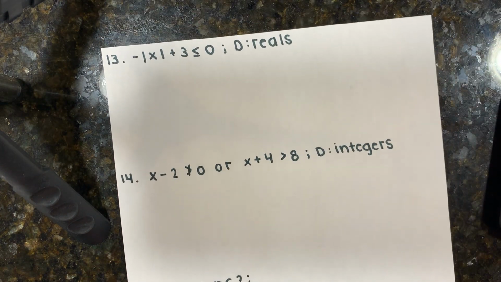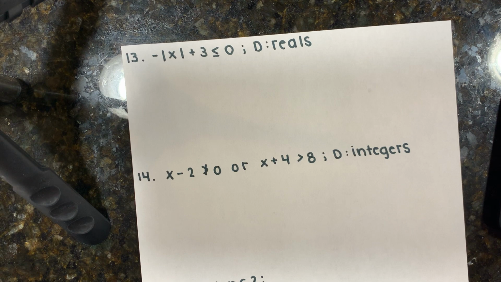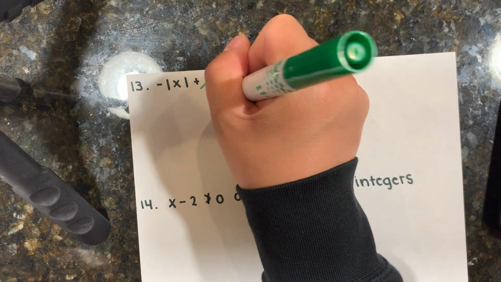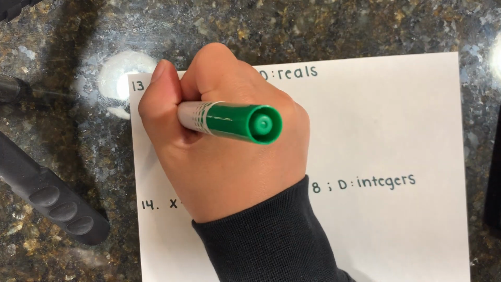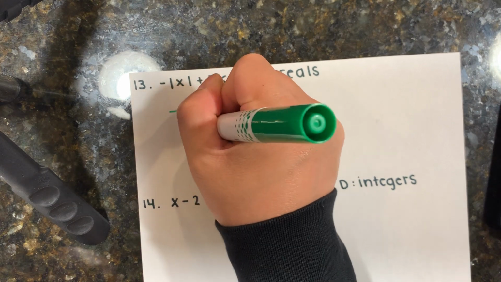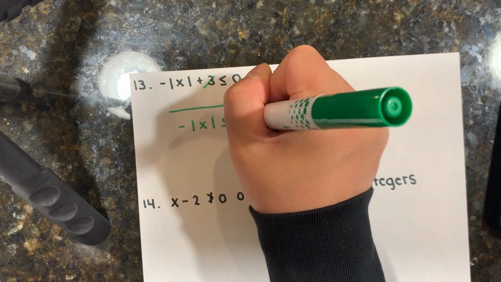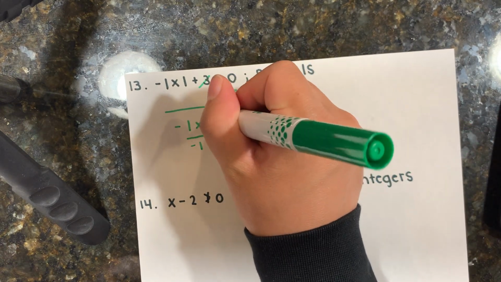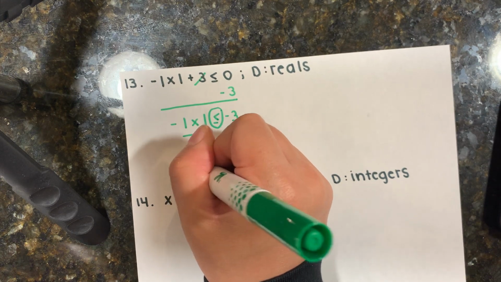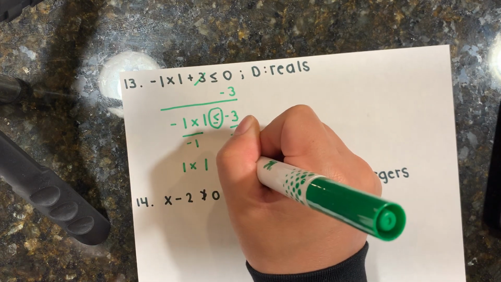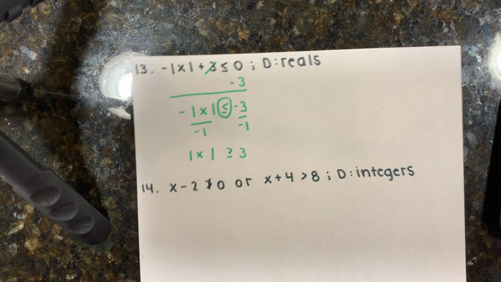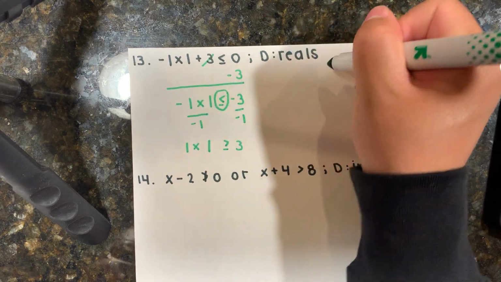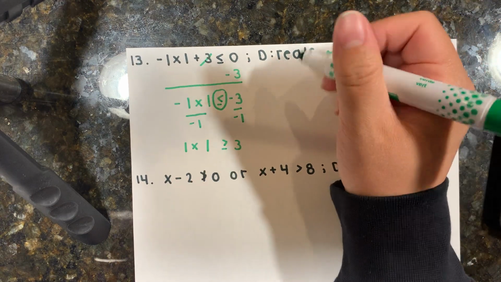Now looking at number 13, I'm going to isolate my absolute value and move the 3 to the other side. So I have negative absolute value of x is less than or equal to -3. When I divide by a negative, the inequality switches, so I have the absolute value of x is greater than or equal to 3. Now remember, you're going to have two endpoints of this. It's going to be the positive and the negative of this value. And reals is going to be a point with an arrow.